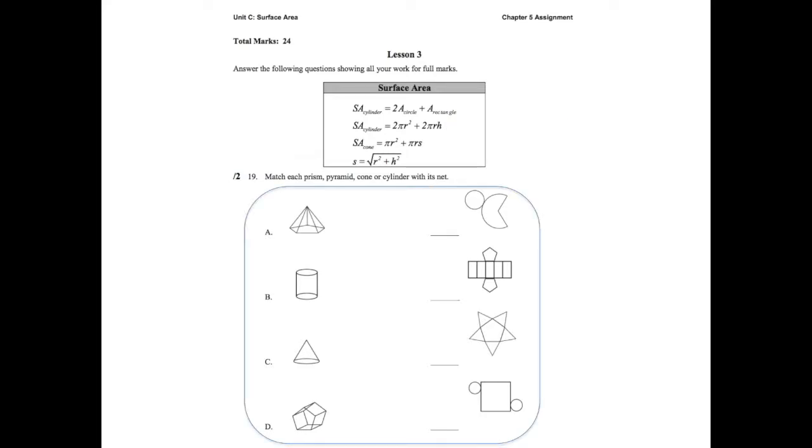Now, as we make our way down to question 19, you'll see it's a matching question, where we have 4 shapes on the left-hand side, and we also have 4 nets on the right-hand side. So now we need to try to think about which of these nets is connected to each shape. And as you can see, the pyramid is very easy to pick out with all the triangles. We have a cylinder, cone, etc. And essentially, this is what your answer should look like for question 19.